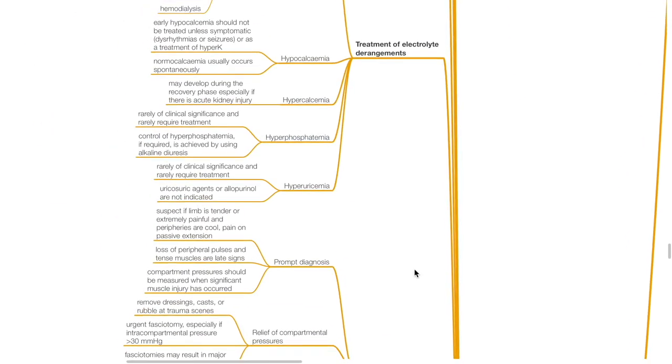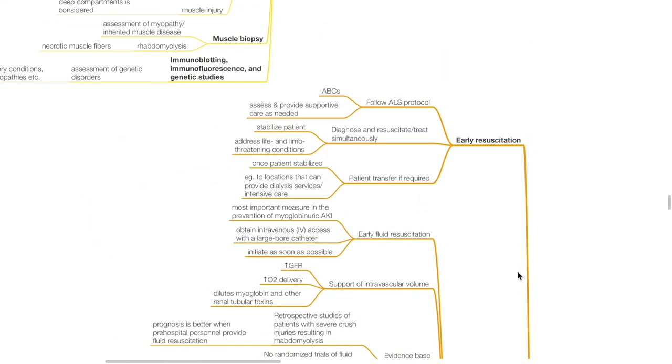Management. Initiate early resuscitation according to ALS protocol. Assess and provide supportive care as needed. Diagnose and resuscitate simultaneously. Stabilize the patient and address life and limb-threatening conditions.